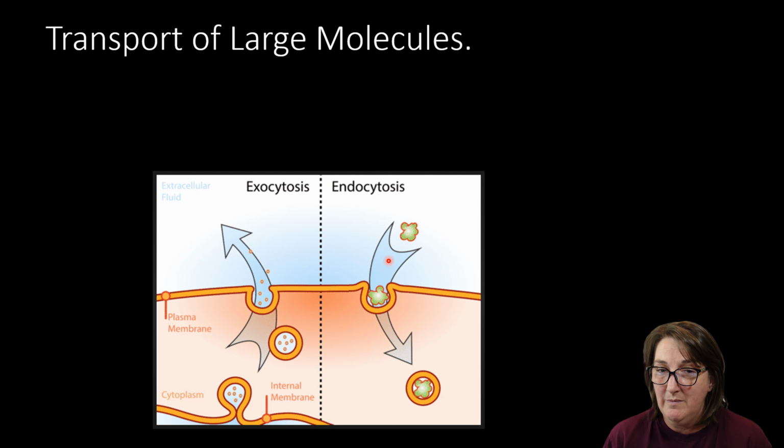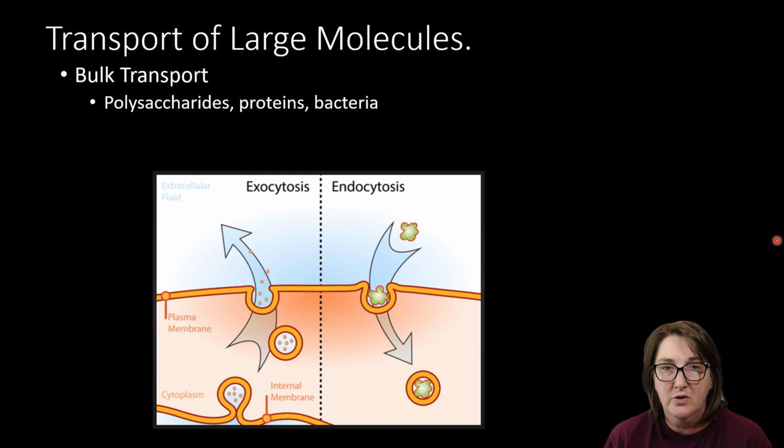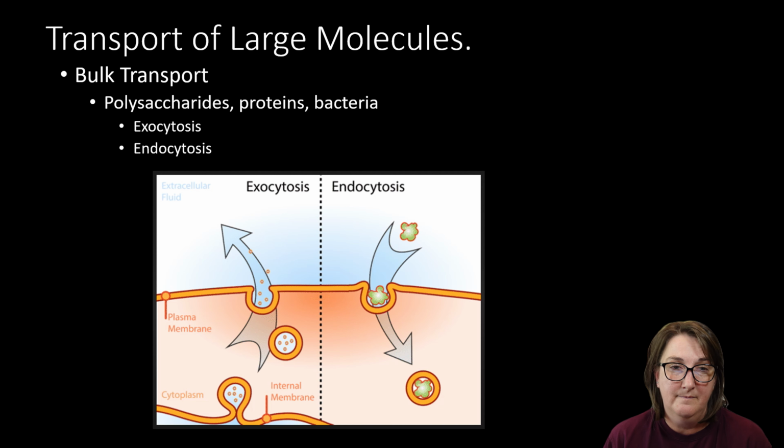Endocytosis, I can bring stuff in. Stuff's going to come to the plasma membrane. It's going to fold in. You're going to have these little pseudopod feet come in and pinch off, and then it's going to bring it into the cell. We see this with bulk transport of polysaccharides, which are really big sugars, proteins, and bacteria. Big material has to go through some type of transport, and this needs energy to be able to do that.